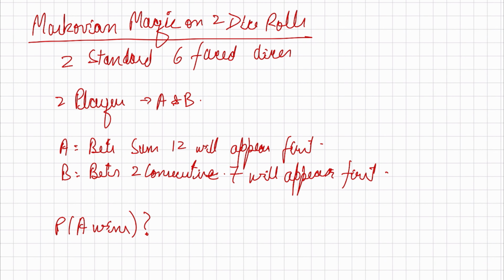Okay, so in this video, like we mentioned, we're going to be doing the same problem, but I call it Markovian magic on two dice rolls. Again, similar setup, two players. There are two standard 6-faced dice. They're fair, so the probability of each number coming up on a die is 1 by 6. Two players, again, A and B. A bets that a sum of 12 will appear first, and B bets that two consecutive 7s will appear first.